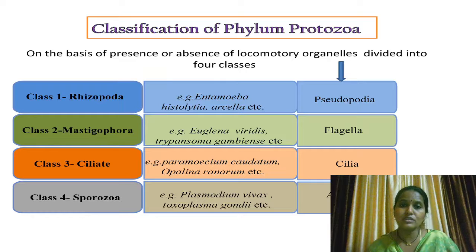And the fourth class is Sporozoa, in which locomotory organelles are absent, as all the organisms included in the class Sporozoa are parasitic in nature. They are represented by Plasmodium and Toxoplasma.